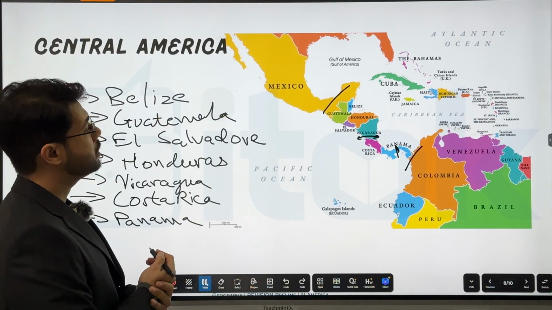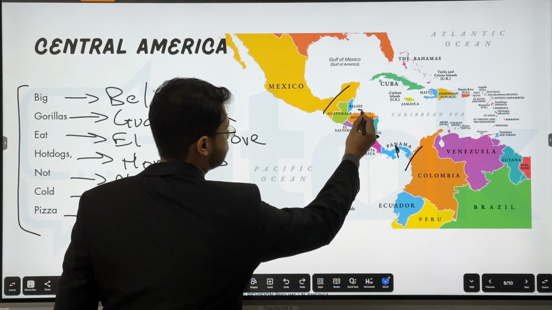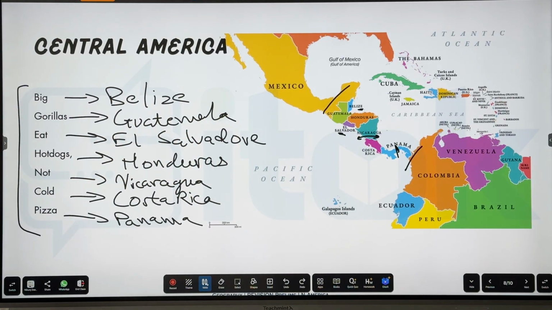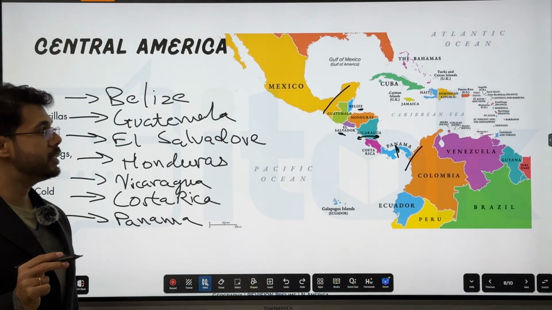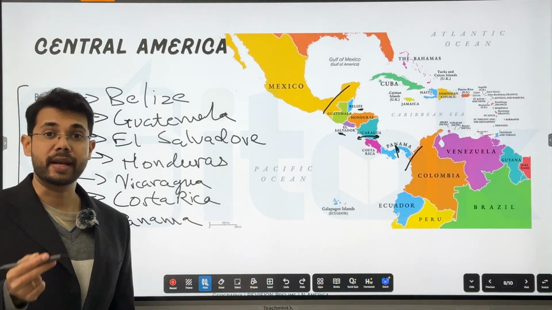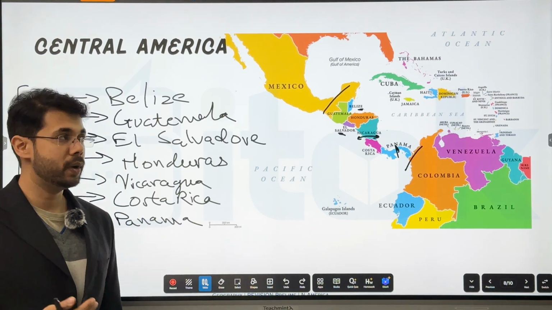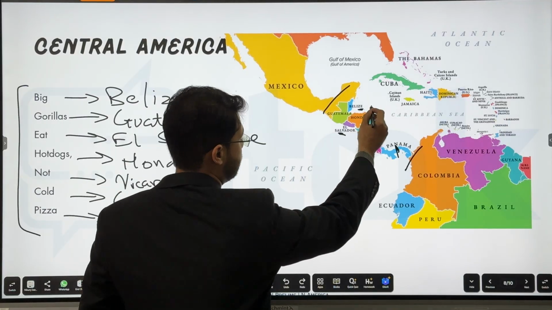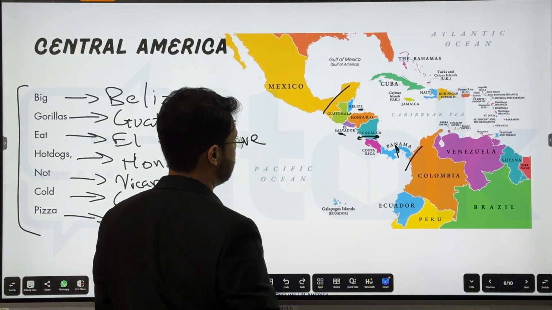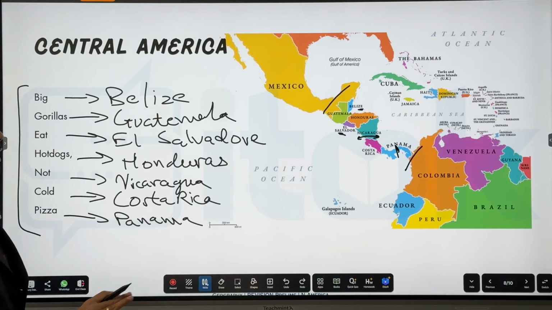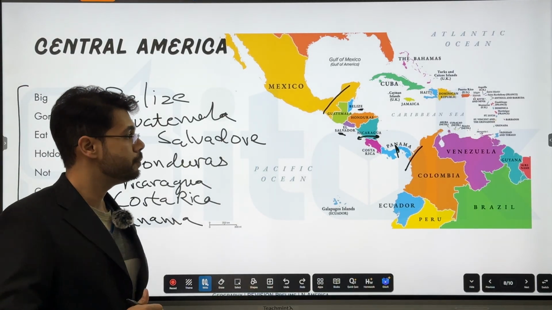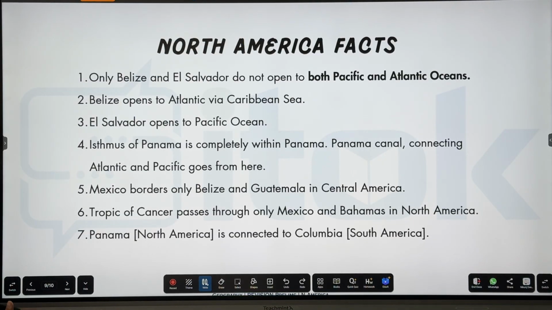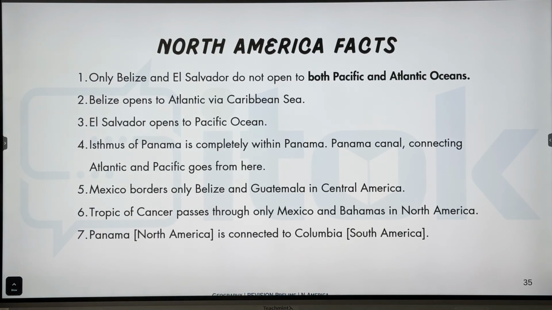The important part is there are just two countries, Belize and El Salvador. These two countries do not open to both the oceans. Every single country in North America opens to Pacific and Atlantic: Canada, US, Mexico, and all of these countries except Belize and El Salvador. Belize opens to the Atlantic via the Caribbean Sea, and El Salvador opens to the Pacific Ocean. Rest all of the countries open to both the oceans. These are some facts which you must know, not necessary to remember.